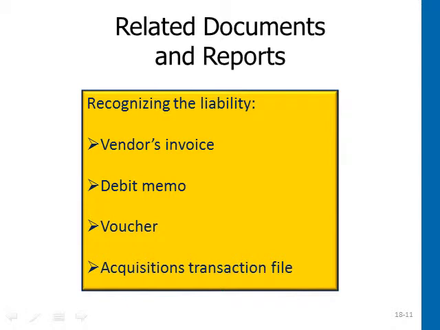With respect to recognizing the liability, the vendor invoice is the document received from the vendor, and it shows the amount owed for an acquisition. A debit memo is also a document received from the vendor, and it indicates a reduction in the amount owed to a vendor because of returned goods or an allowance granted. A voucher is commonly used by organizations to establish a formal means of recording and controlling acquisitions, enabling each acquisition to be sequentially numbered and to essentially stand on its own. Then we have the acquisitions transaction file, which is a computer-generated file that includes all acquisition transactions processed by the accounting system for a period, and it contains all information entered into the system and information for each transaction.